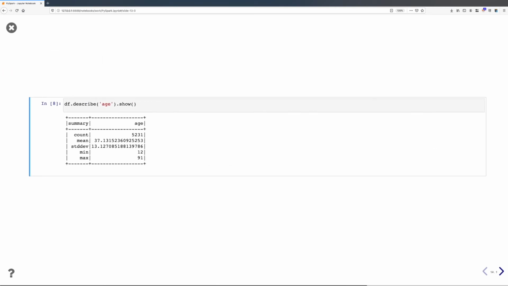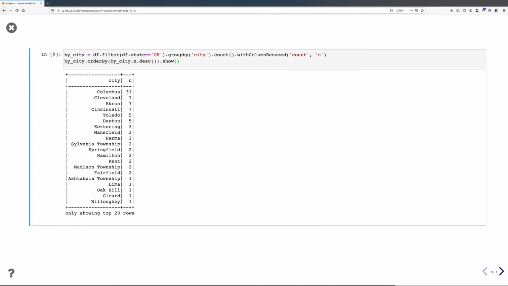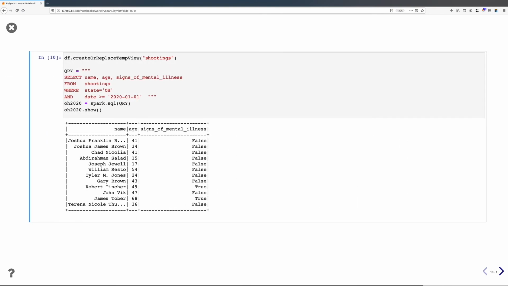I can use describe to get the rather disturbing statistics on any given column. I can group by, and that's a really important thing to do in big data. In this case, I just want to look at a count by city in Ohio. Maybe most importantly, Spark supports SQL so that I can do potentially really complex queries using my SQL powers.